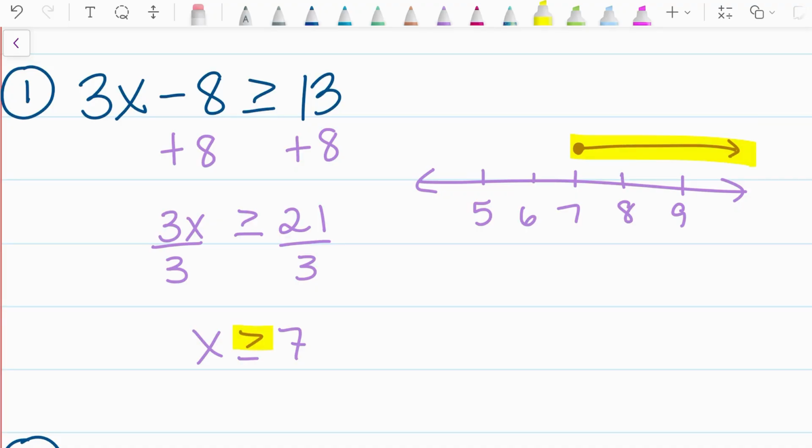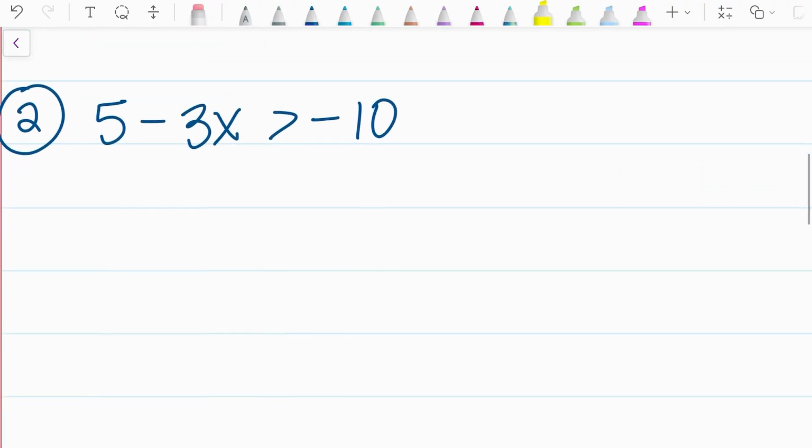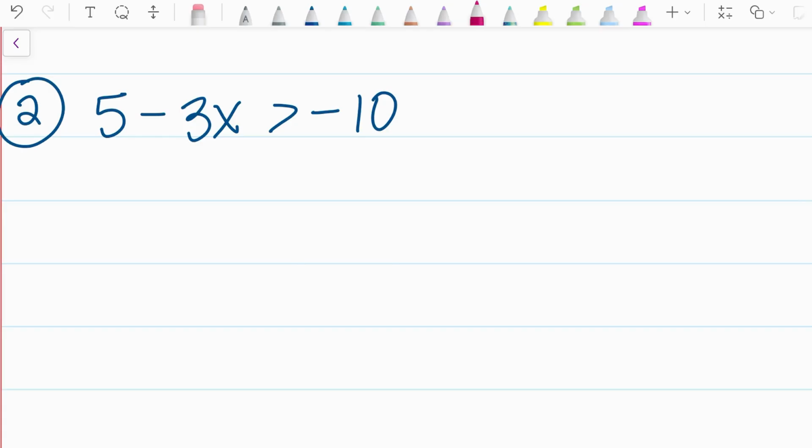All right, let's do another one. Number 2, this one's a little bit harder. Still kind of in middle school math land though. I'm going to start by getting rid of the 5 because it's not attached to the x, so I'm going to subtract 5 from both sides. This leaves me with negative 3x is greater than negative 15. I now need to divide by negative 3.